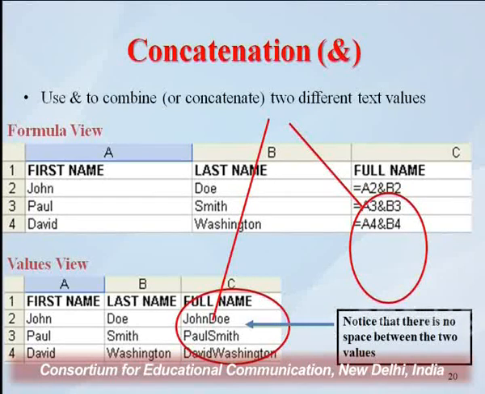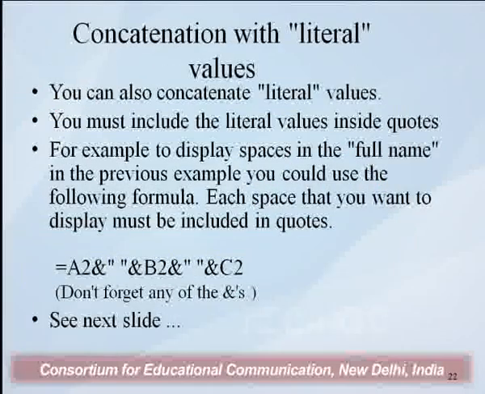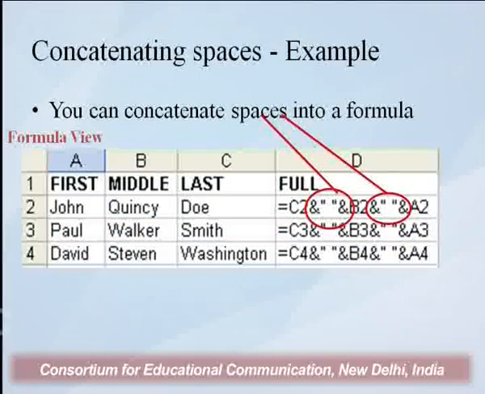In that case, you can concatenate a literal. A literal means a fixed value which you can insert. For instance, if you want to insert a space, you can do it that way with the ampersand. You can of course concatenate more than one string also, and for literals, you put the blank space in double quotation marks and then use the concatenation operator. So you can use literal values to display the spaces and so on.